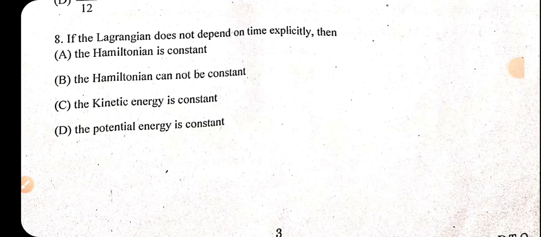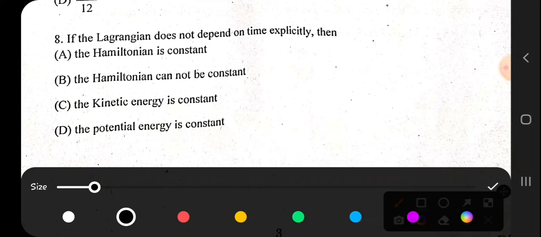Hi everyone. So this is the second part of CPET Physics 2022 solution, and in this solution we will discuss some questions from the classical mechanics. So the question number 8 says that if the Lagrangian does not depend upon the time explicitly, then what happens? Okay. So this is a very important concept.